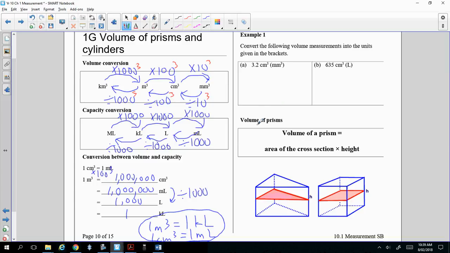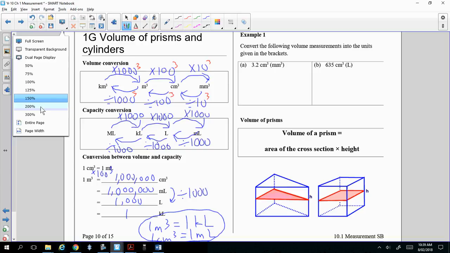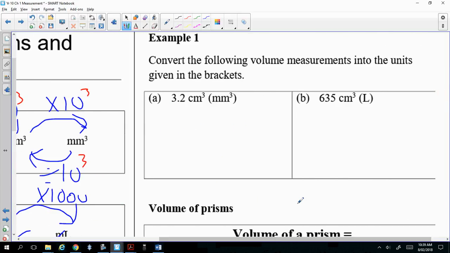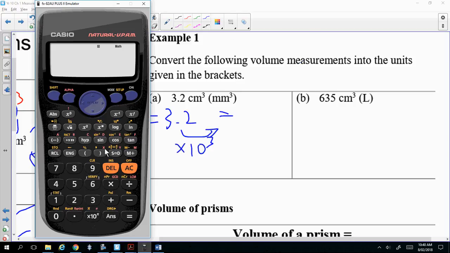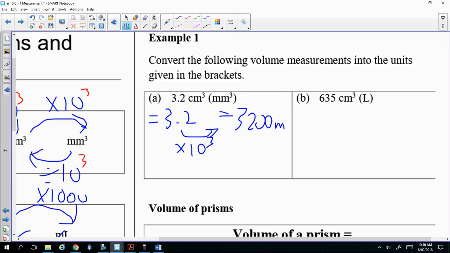All right, example 1. We're going to convert these units using the formulas I just wrote down. Convert the following volume measurements into the units given in brackets. Convert 3.2 cubic centimeters to milliliters. Just remember, you times by 10, but with a cube on top, which is timesing by 1,000. If you want to use your calculator, you can. Press 3.2 times 10 to the power of 3, like this: 3,200 milliliters. Easy.